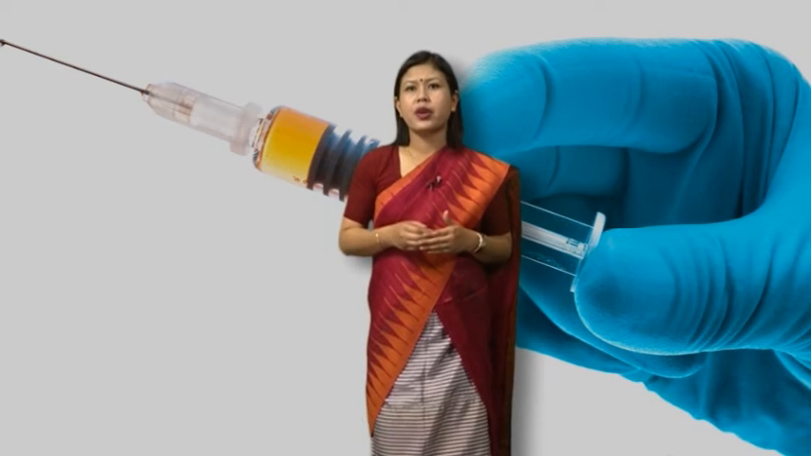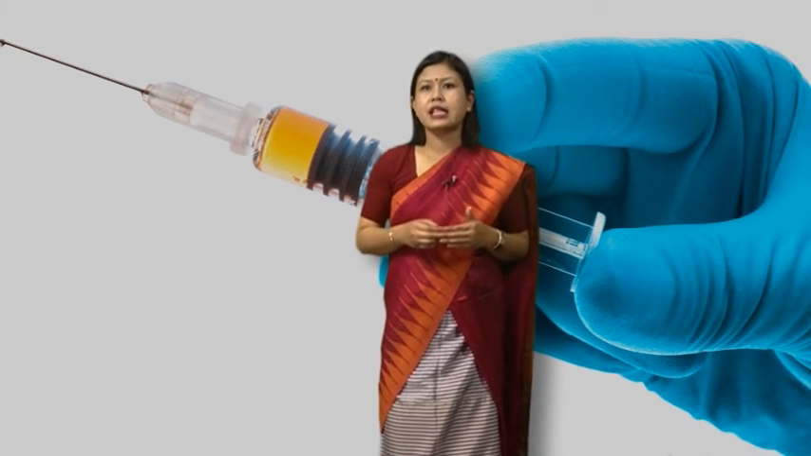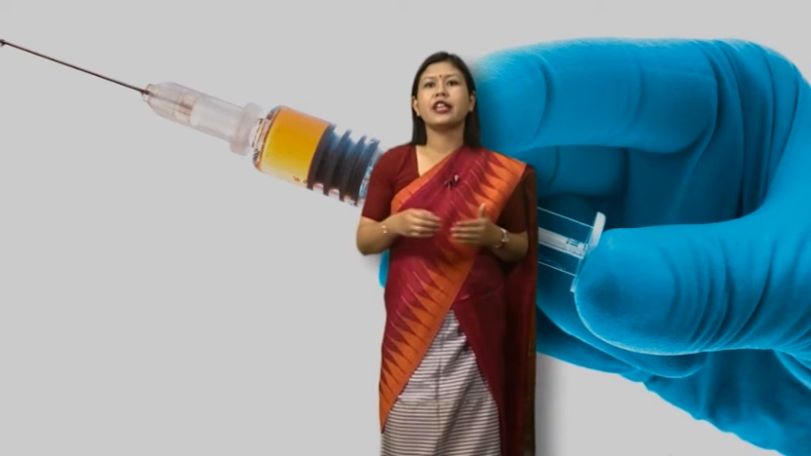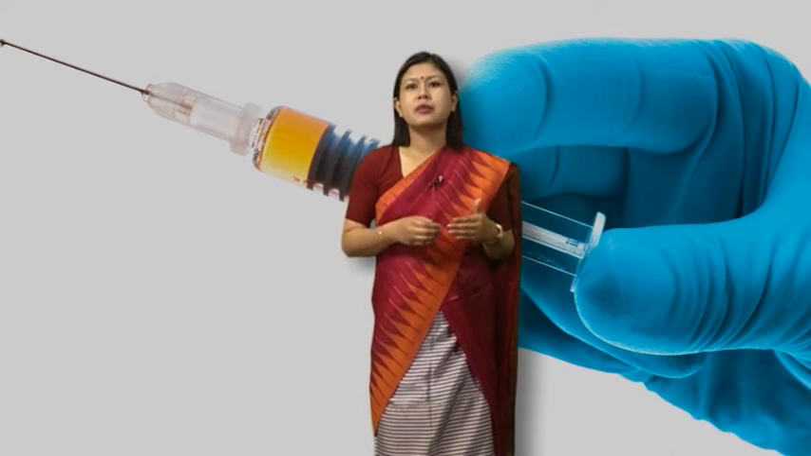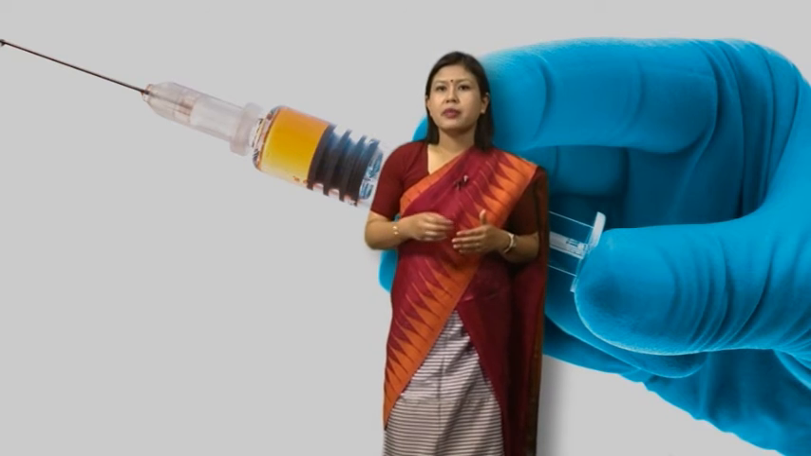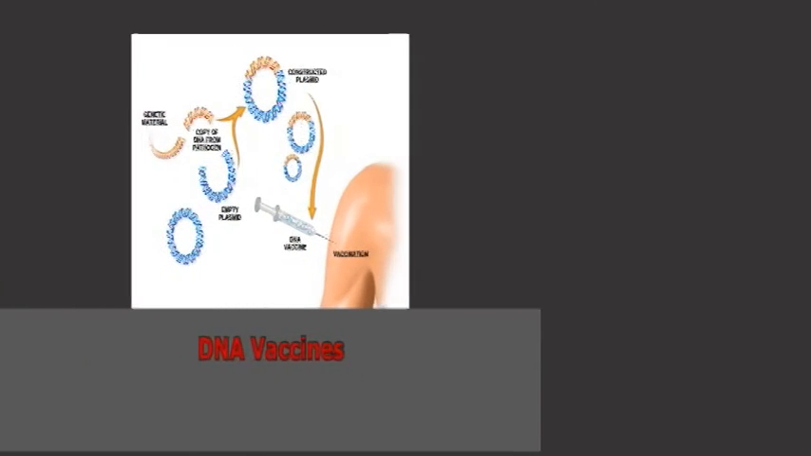If the foreign gene product expressed by the vaccinia is a viral envelope protein, it is inserted into the membrane of the infected host cells, inducing development of cell-mediated immunity as well as antibody-mediated immunity. The DNA vaccines.